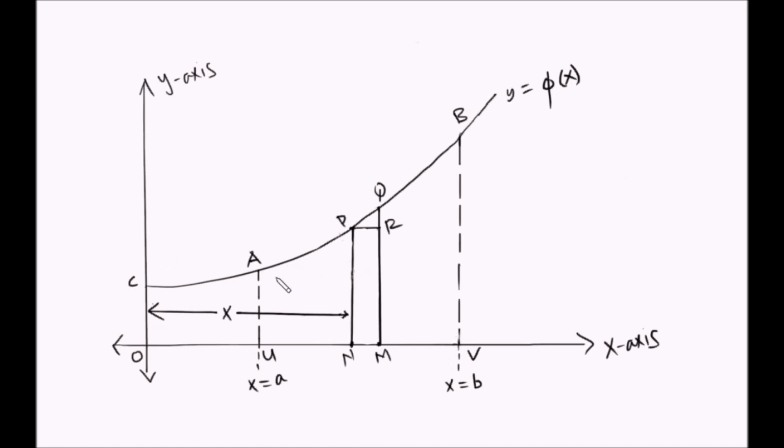So using the method of a limit of a sum, we divided this area AUVB, which lies between x equals a and x equals b, into many rectangles like this rectangle PNMR. You can see this rectangle PNMR. We divided it into many, then we discovered that when we add up all these rectangles, which have equal width, the limit of the sum of the areas of these rectangles is the area of this region AUVB.